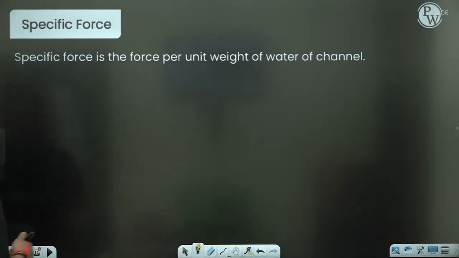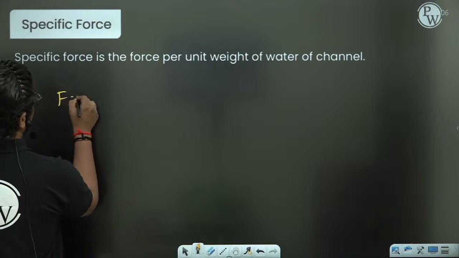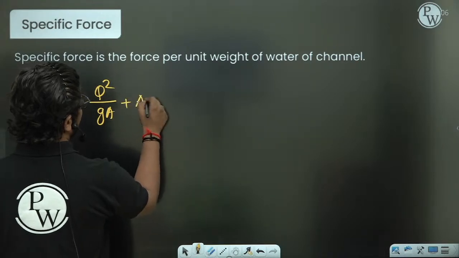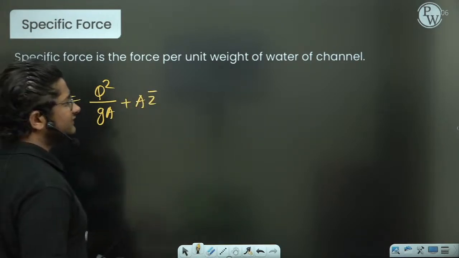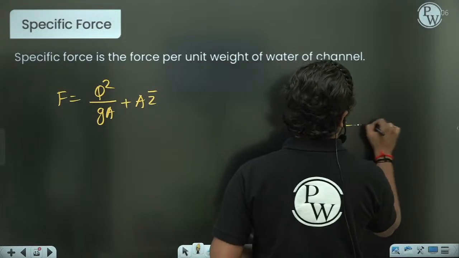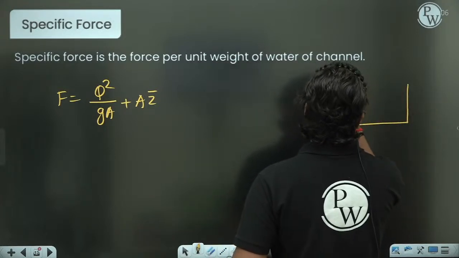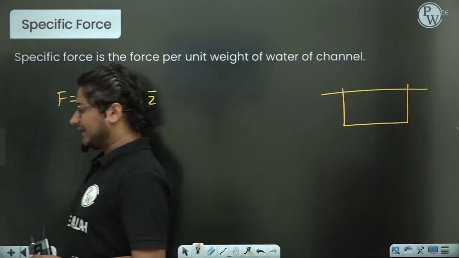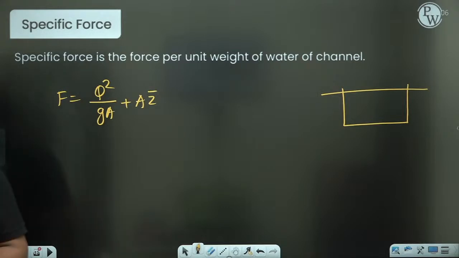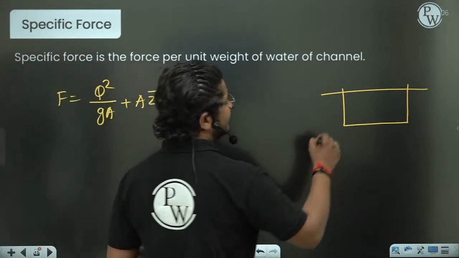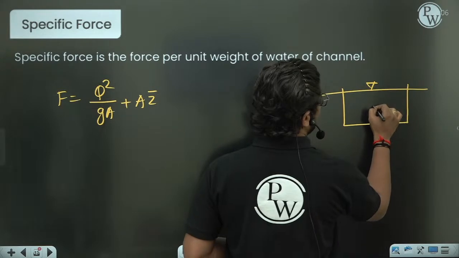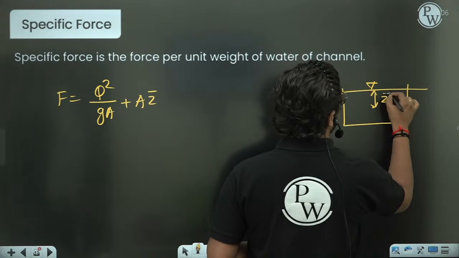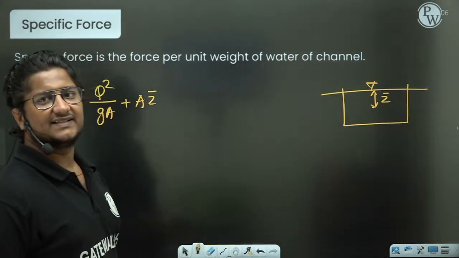So if you write the specific force formula, it is Q squared upon gA plus A into Z bar. Now for example, I am taking an example of a rectangular section. If this is the free surface we have, then the distance from the center of gravity to the free surface is what we call Z bar. A is the area of cross section.